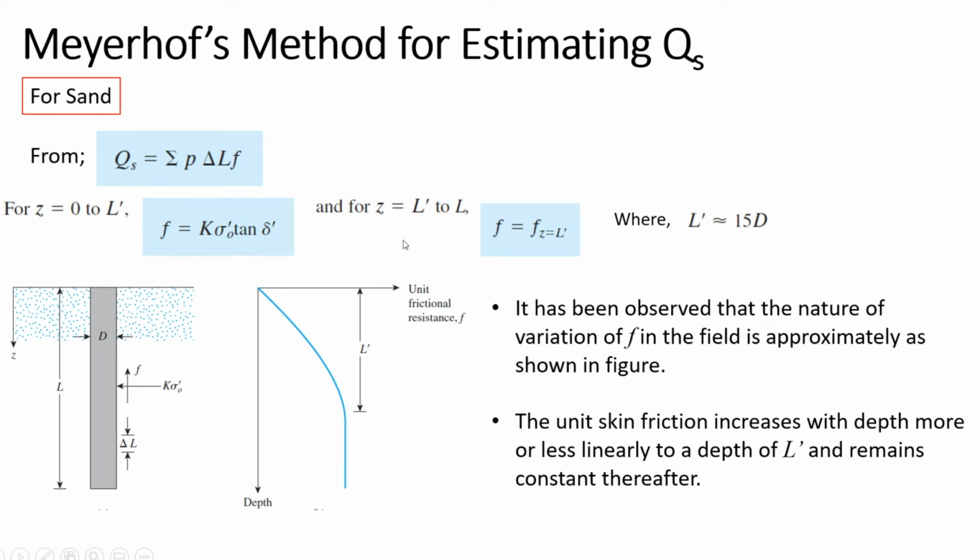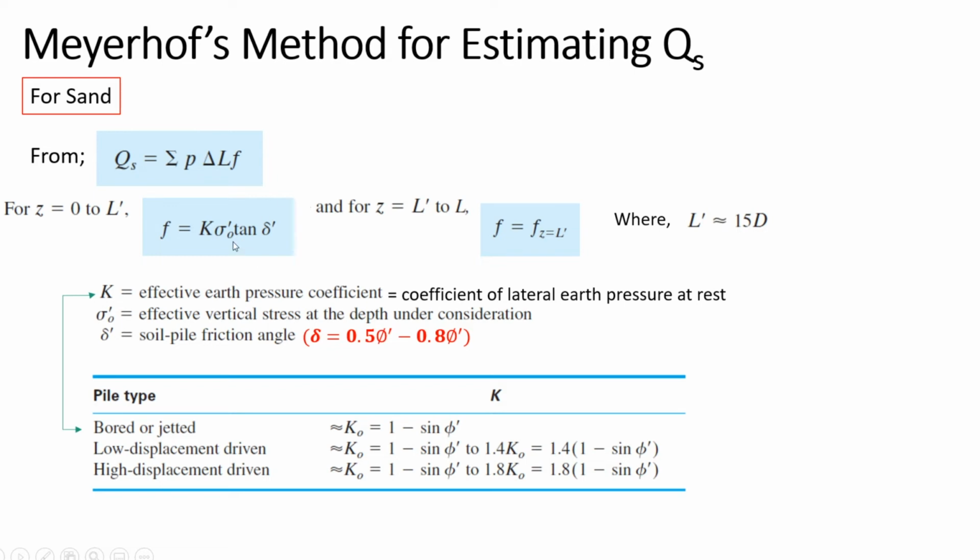Alright, and if we want to determine the F, we need to consider this situation. If you look at the F equation, we have K times sigma naught prime times tangent delta prime here. So what is the K? K is actually the coefficient of lateral earth pressure at rest. Remember that we have the K naught when you are studying retaining walls, the lateral earth pressure. So the K here is actually from the at-rest pressure.